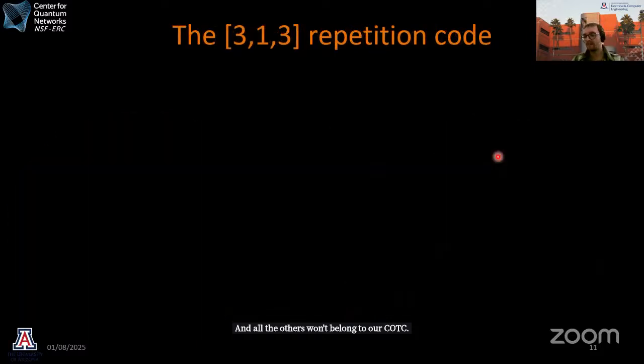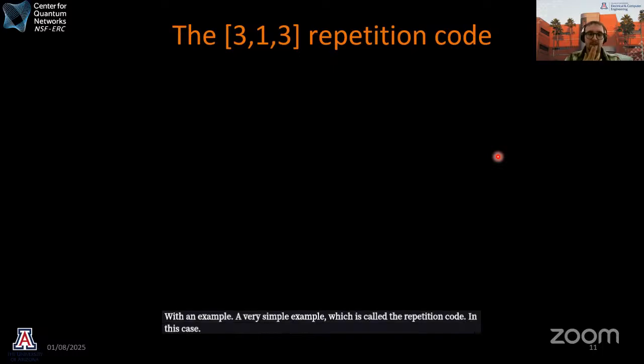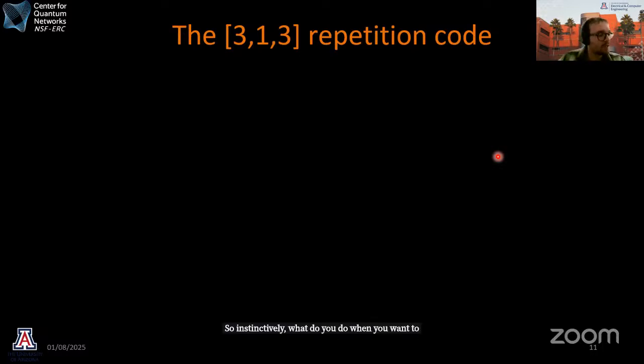So let's see it with an example, a very simple example, which is called the repetition code. In this case, the 3,1,3 repetition code. So instinctively, what do you do when you want to tell someone something, but there is a lot of noise? The most primitive thing that you can do is to repeat the same thing multiple times. And this is exactly what happens in the repetition code, as we will see.